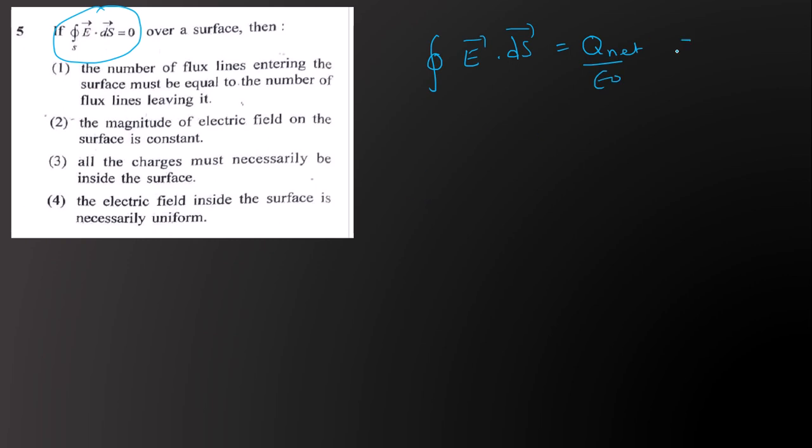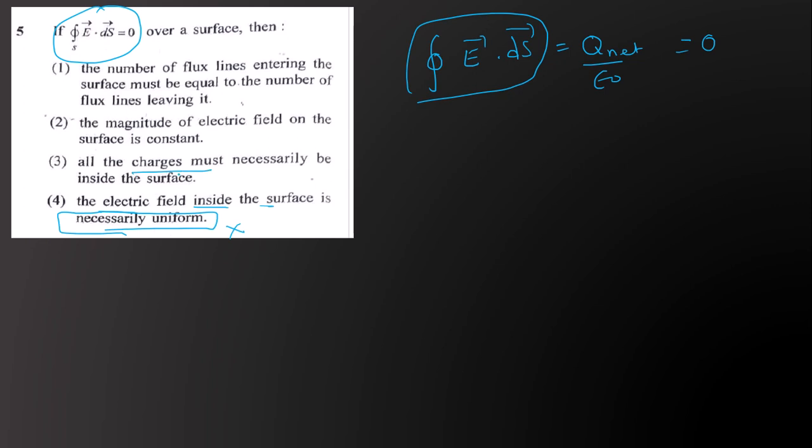Well, here it is given to be 0. It means net charge inside is 0. Let's read the statements one by one. Start with option number 4. It says that electric field inside the surface is necessarily uniform. Remember one thing, even if it is not uniform, still this total flux can be equal to 0. So it is not confirming that one.